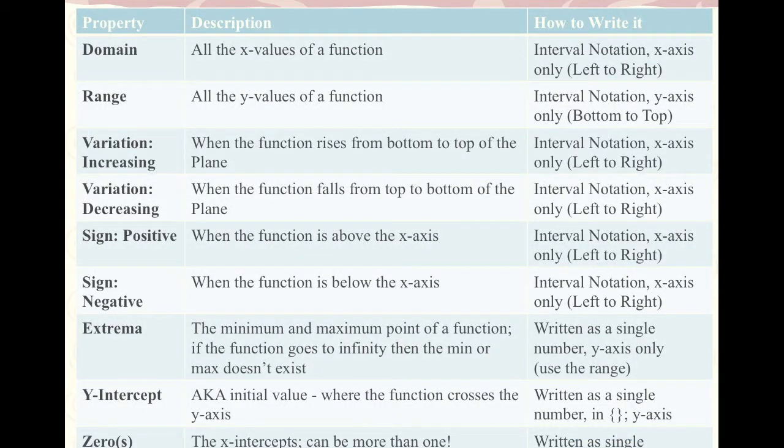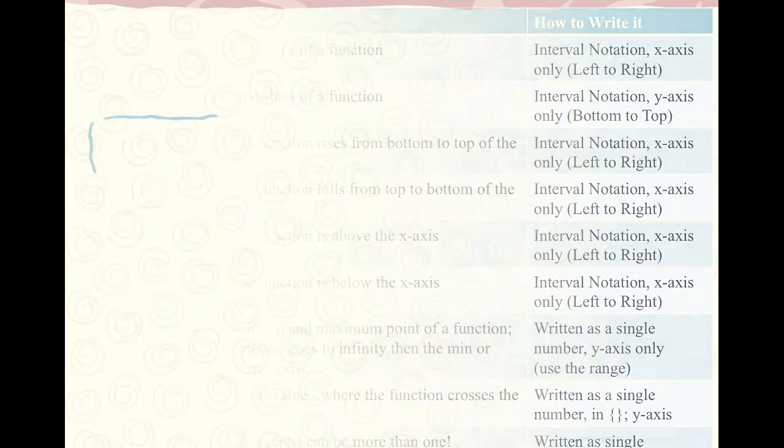So for your pleasure, I have given you this, and in class I will give you a paper copy of this. This is like your cheat sheet for your properties. Here they all are. Domain, range. So domain, all x values. Interval notation, x-axis only, left to right. All the y values of a function for range. Interval notation, y-axis only, from bottom to top. And so on for all of these. Okay, so this is your recap page. Keep this very close. I tell you what to do and when, and it pretty much outlines every single property. And that is the end of properties of functions.